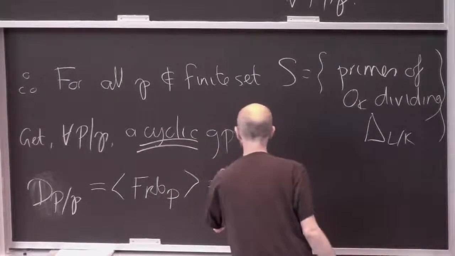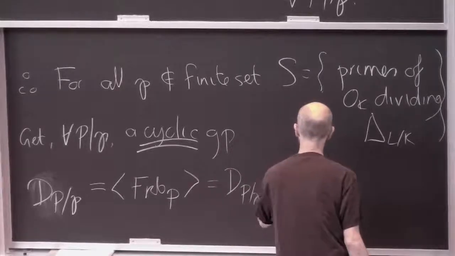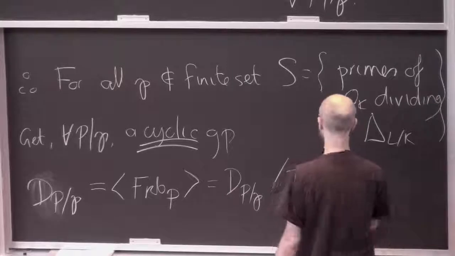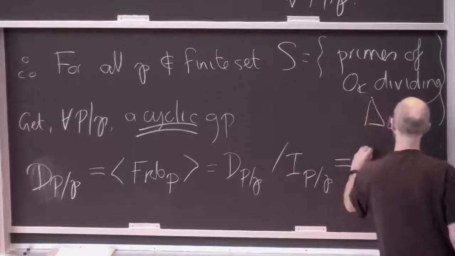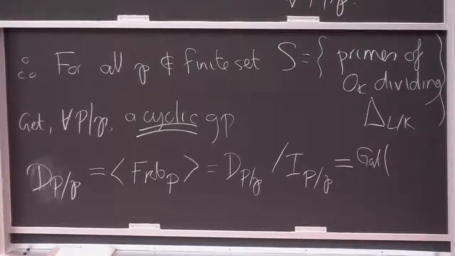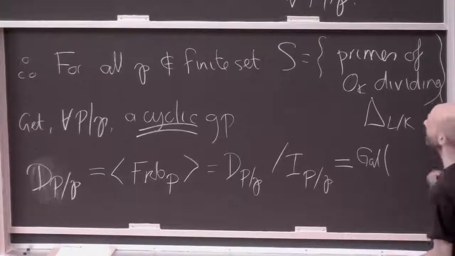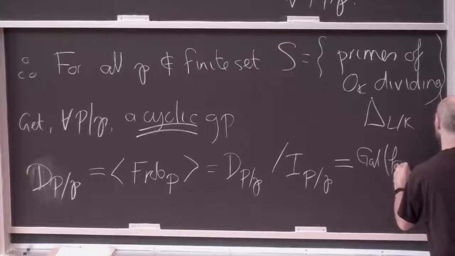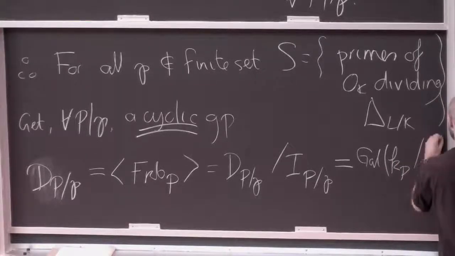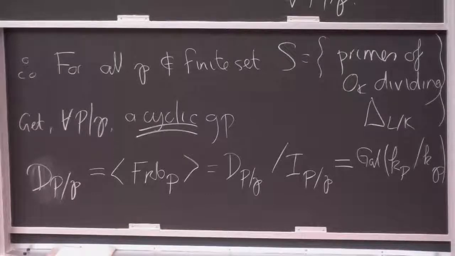Because this group is really D_P over p modulo I_P over p, and this inertia group is trivial. And this is the Galois group of the residue field. What notation should we use? I use little k. Little k has constantly denoted a residue field in this course. So I can put k_P over k_p. You see, because this local Galois group is unramified, L_P has a residue field, little k_P, and K_p has residue field, little k_p, and there's that Galois group.